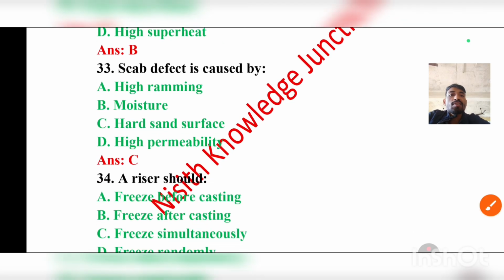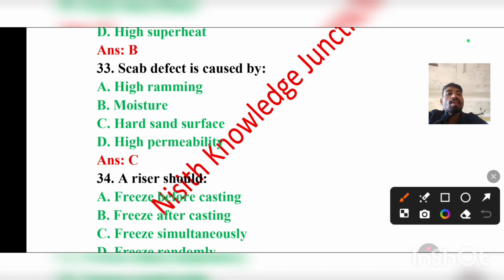Question number 33, just see, scab defect is caused by high ramming, moisture, hard sand surface, or high permeability. The option number C is the right answer, that is your hard sand surface.